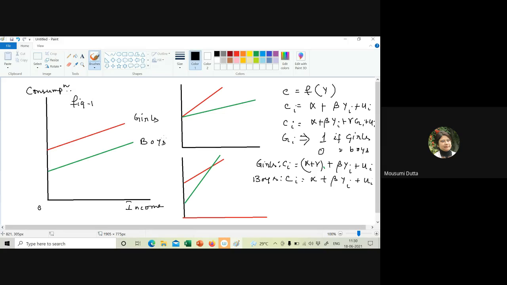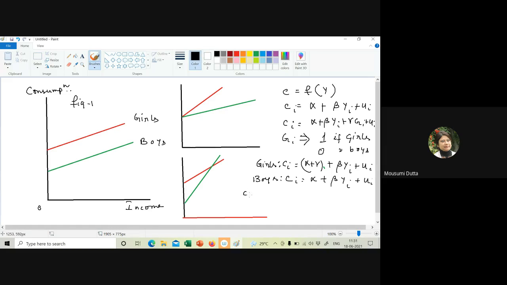Okay. So hopefully you are understanding the qualitative variable or the categorical variable. The idea of a categorical variable can be captured by difference in intercepts of the two models. Now I can bring one more category, married, unmarried. In that case, I'll have one more qualitative variable in my basic consumption equation. Suppose I'm bringing one more category.